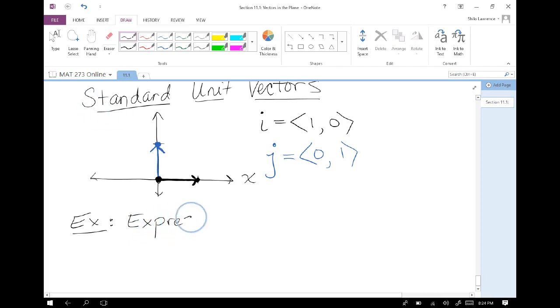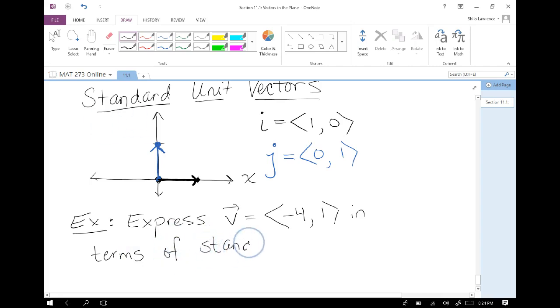Our goal here is to express a vector that has components -4, 1, in terms of standard unit vectors. Now you need to be really careful because this sounds similar to what we just did in finding a unit vector, but that inclusion of the word standard automatically means we want to express this vector using i's and j's.